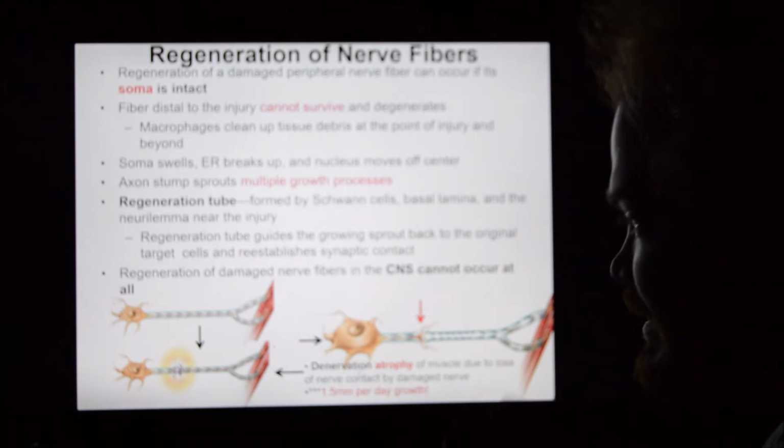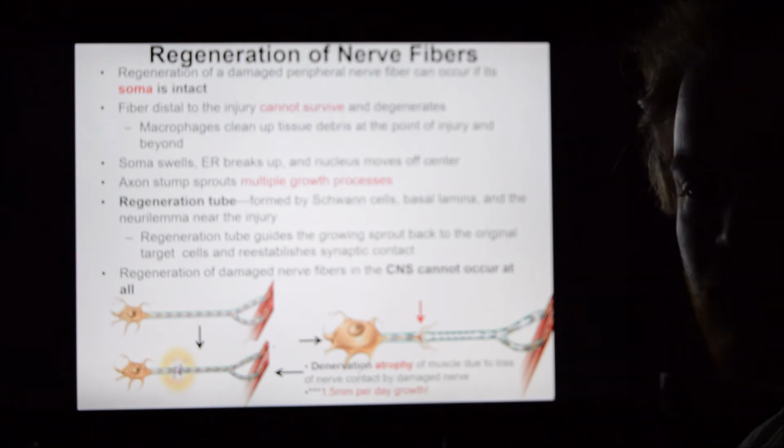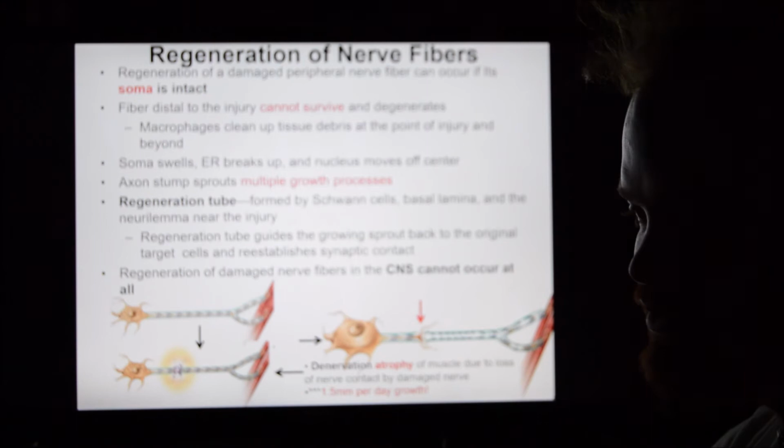Now, this takes a long time, weeks, months, for this to occur. Really long axons, like my brother's, took him about 2 months.